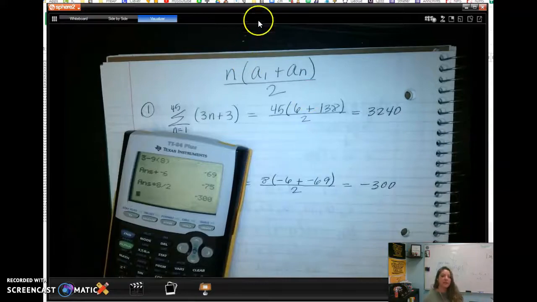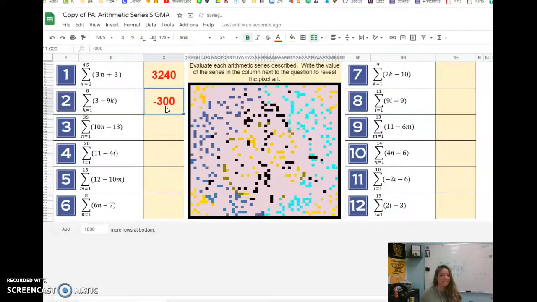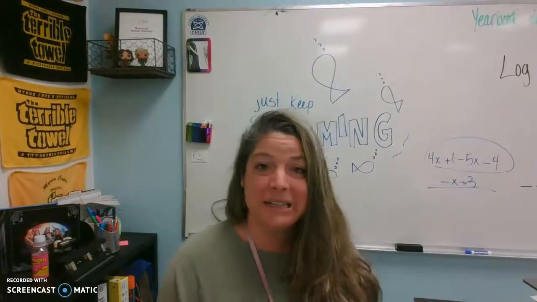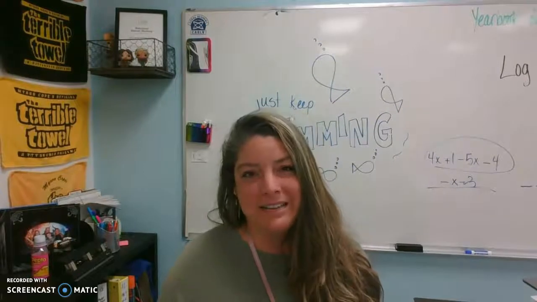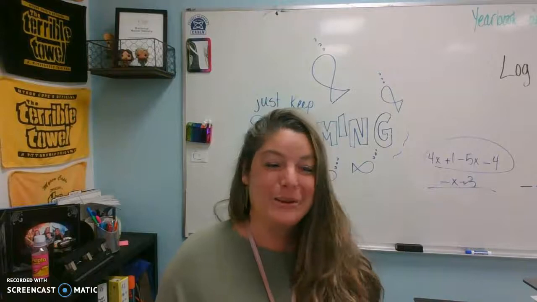Let's go into our pixel art. Keep our fingers crossed. Whoops, not 0.30. Negative 300. Keep your fingers crossed. Yes, more pixels showed up. Listen, that was it. Easy peasy. Everybody got it done in class. So hopefully you'll get it done in the next few minutes, okay? Send me an email if you have any questions.